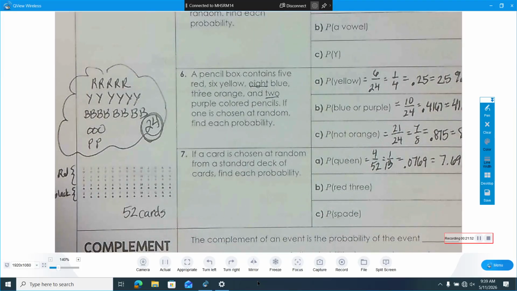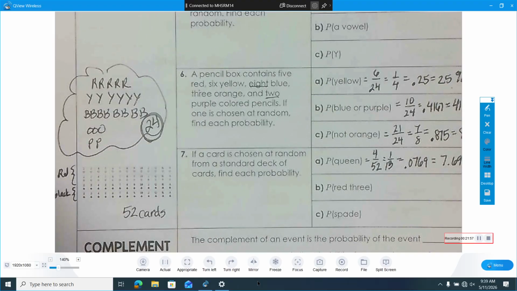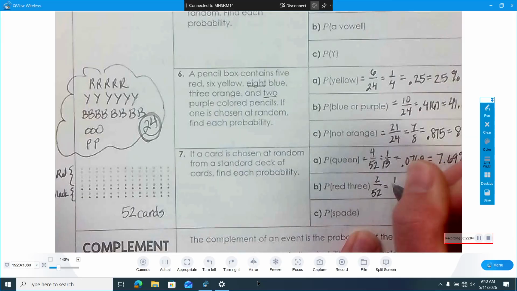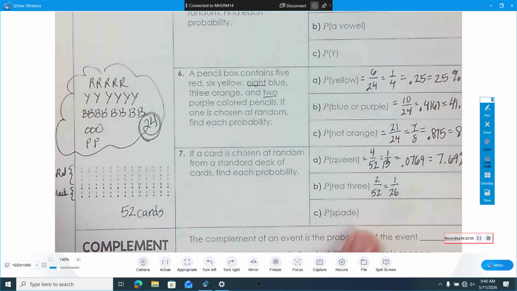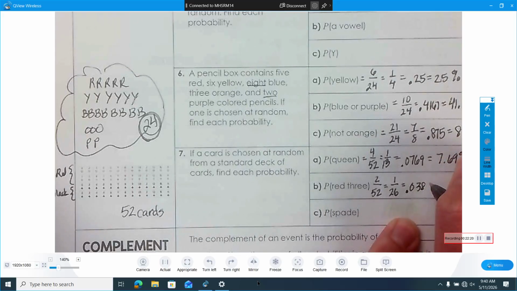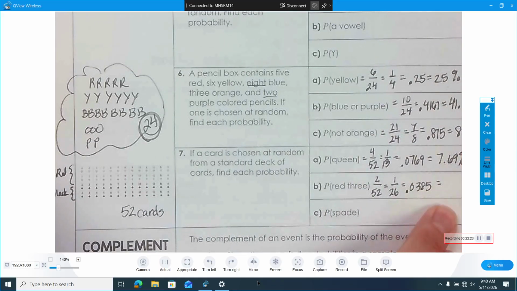What's the probability of getting a red 3? There are 2 red 3s, 2 out of 52, which reduces to 1 out of 26. 1 out of 26 is 0.038. I'm going to say 5, which would be 3.85%.